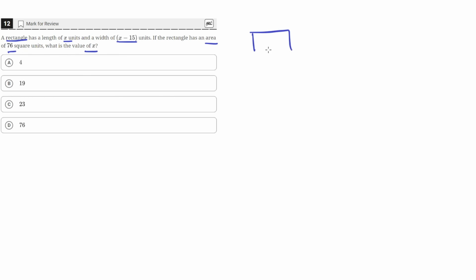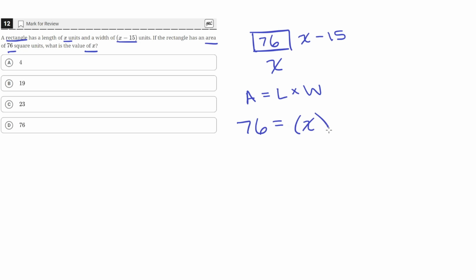So we have a rectangle which has a length of x units and a width of x minus 15 units. The area of this rectangle is 76 square units. So the area of a rectangle is equal to the length times the width. So in this case, 76 is equal to the length, which is x, and the width, which is equal to x minus 15.